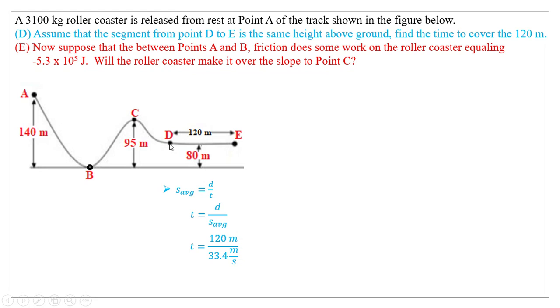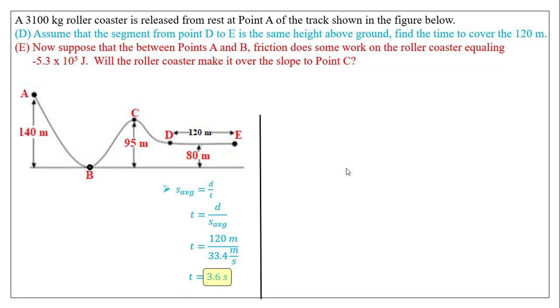We just found that the speed at point D, from our previous part C, is 33.4, but it's not speeding up or slowing down to part E, so therefore it maintains the same 33.4 meters per second throughout D to E. So I'm just going to use that speed that I just found. If you do this correctly on your calculator, you should get about 3.6 seconds. So it took about 3.6 seconds to go from D to E at that rate of 33.4 meters per second, which makes sense.